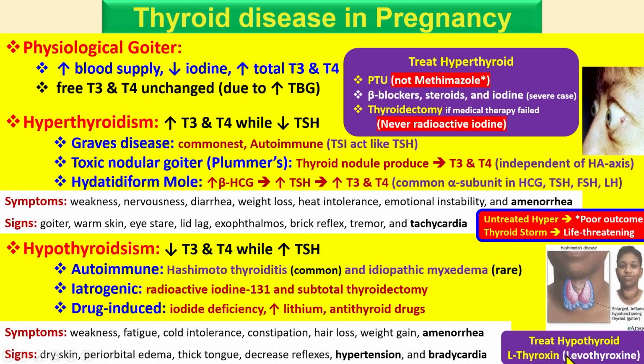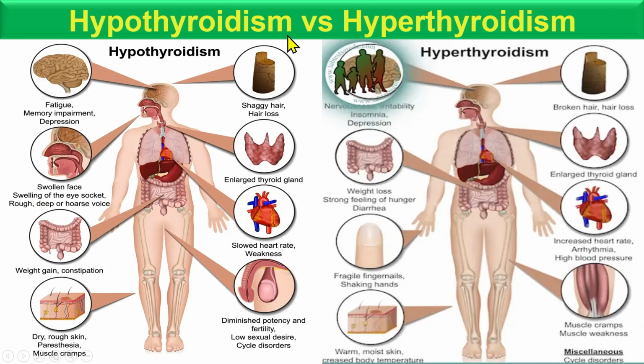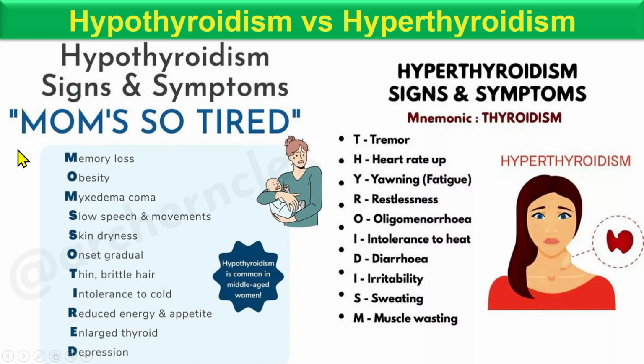How you can treat hypothyroidism: by replacement therapy. You give levothyroxine or L-thyroxine, which is the replacement therapy for hypothyroidism. If you treat this condition, that's great. If hypothyroidism is untreated, it may cause miscarriage, stillbirth, or preterm preeclampsia. This is the summary of hypothyroidism. Here is the mnemonic: mouse thyroid for hypothyroidism and thyroidism for hyperthyroidism, the same symptoms.